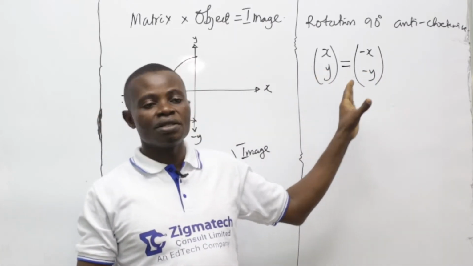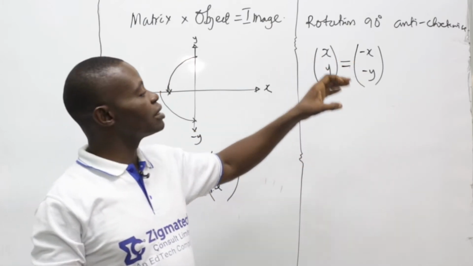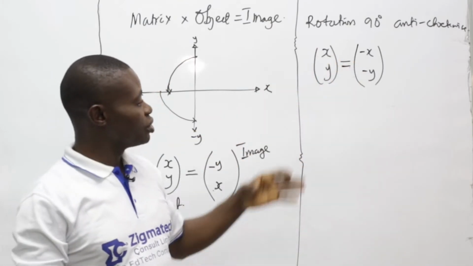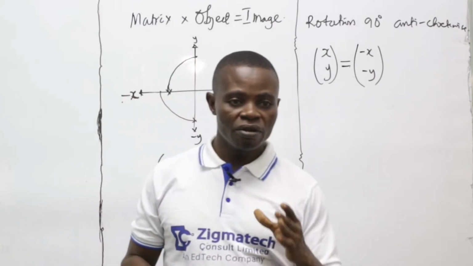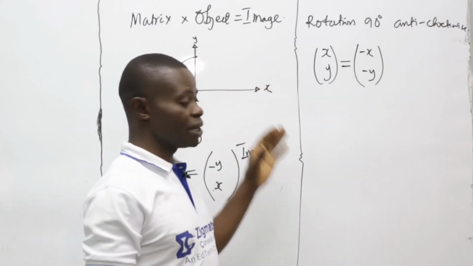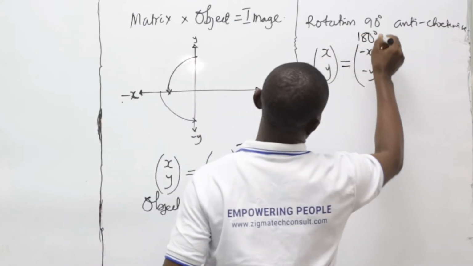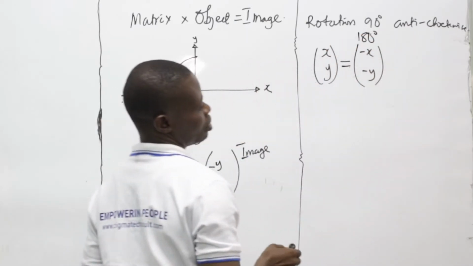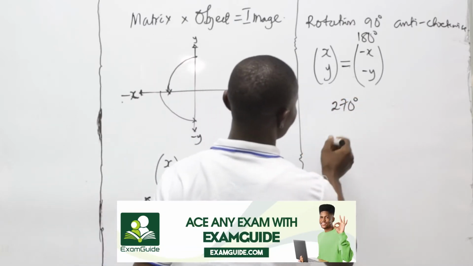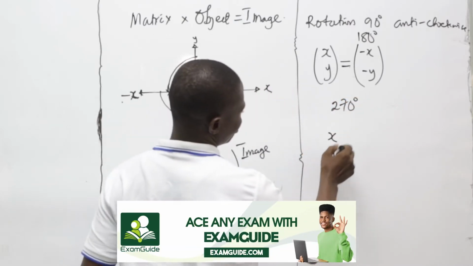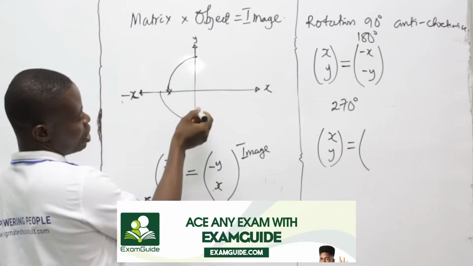The formula stands the same way because x is the starting point and should be the first point to be counted when we are considering the horizontal axis and the vertical axis in a plane. For 270-degree, this is 180-degree, like I said, anticlockwise. Now 270-degree anticlockwise, object equals image. That is our image.